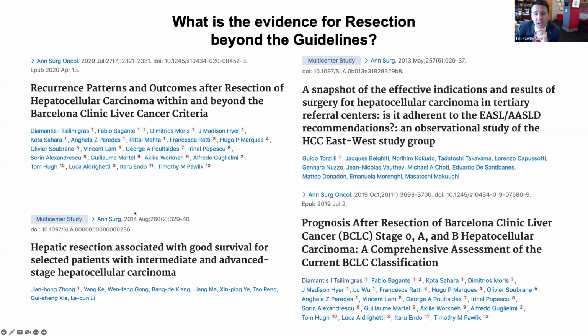If you look at the evidence, you can see a number of papers that have been published on this topic, several of which are from our groups, up here in the left upper hand corner and the right lower hand corner: large multi-institutional reports that have reported on recurrence patterns and outcomes after resection of patients who are BCLC-B. And then also reports from other international groups, Dr. Torzilli, who's in Italy, and obviously Dr. Makuuchi in Japan, and then other groups from Korea.